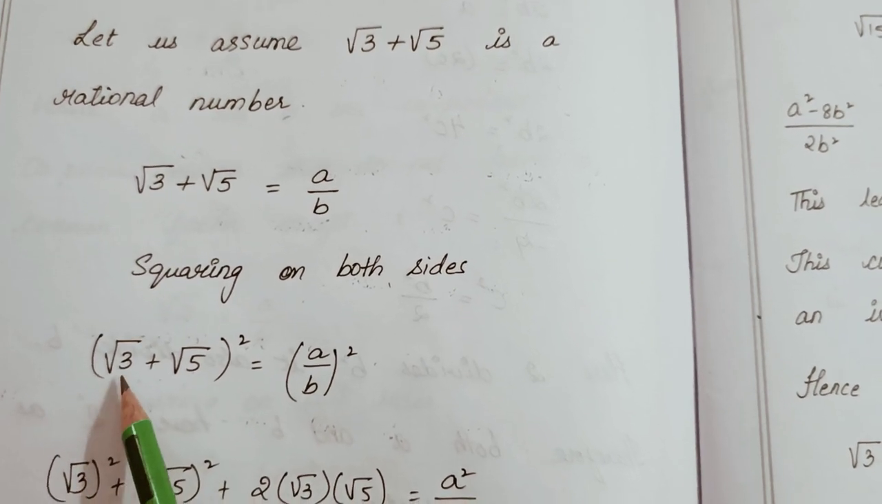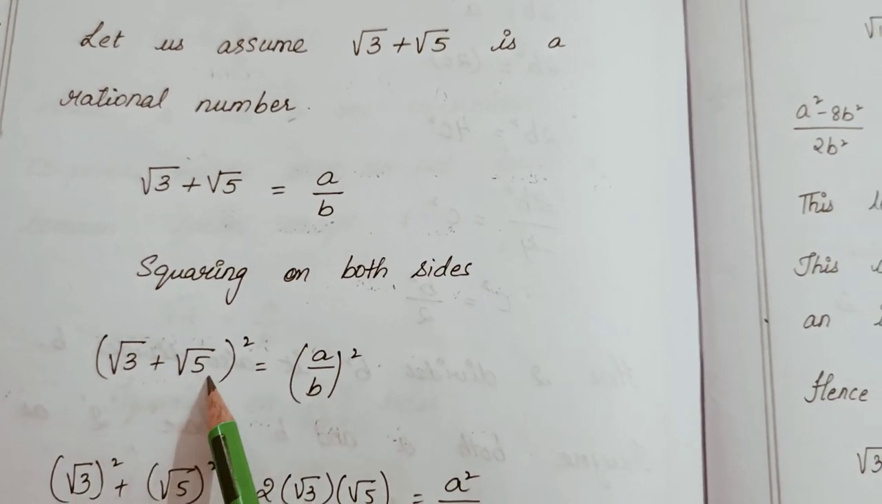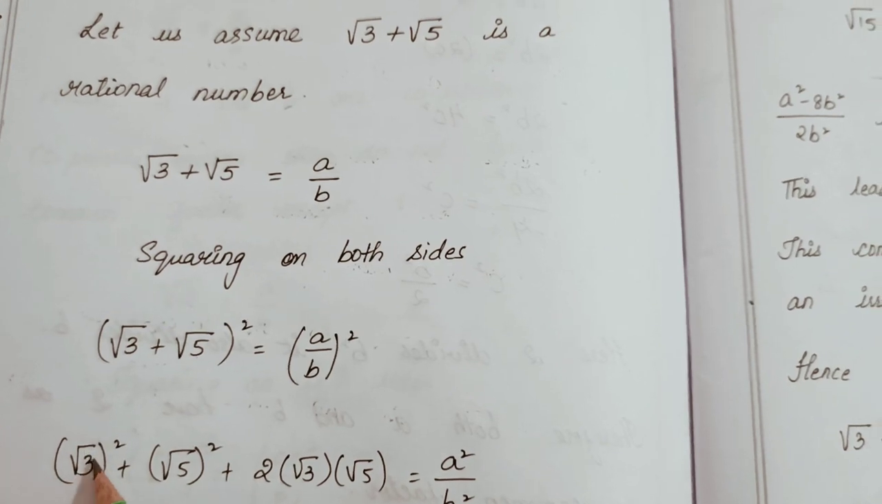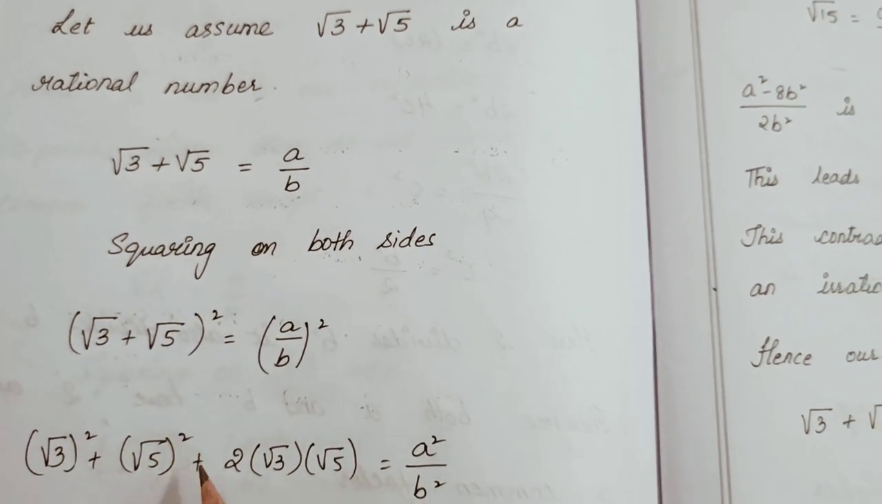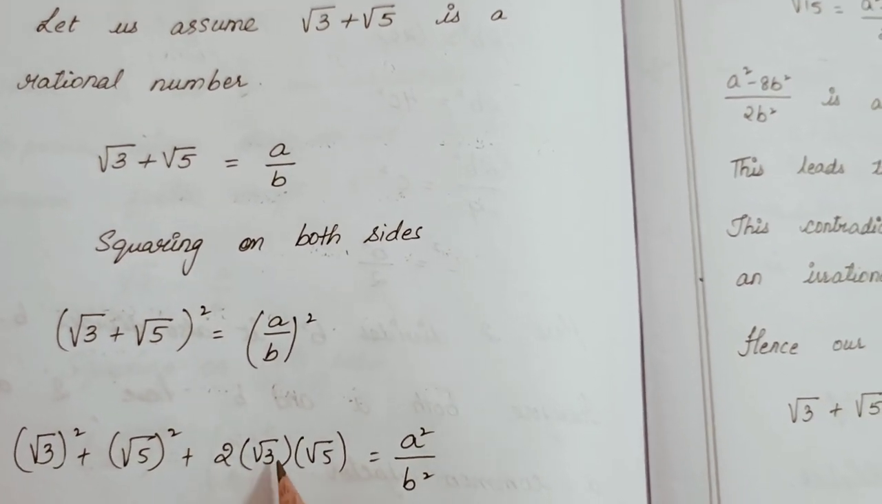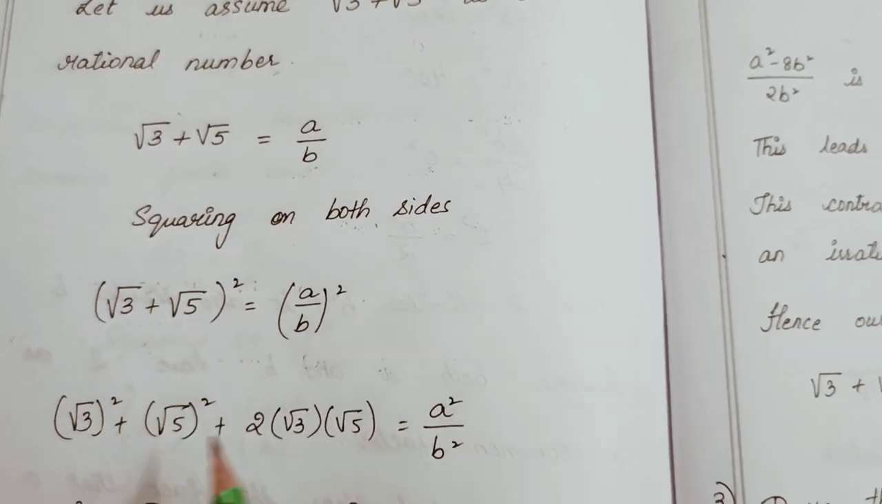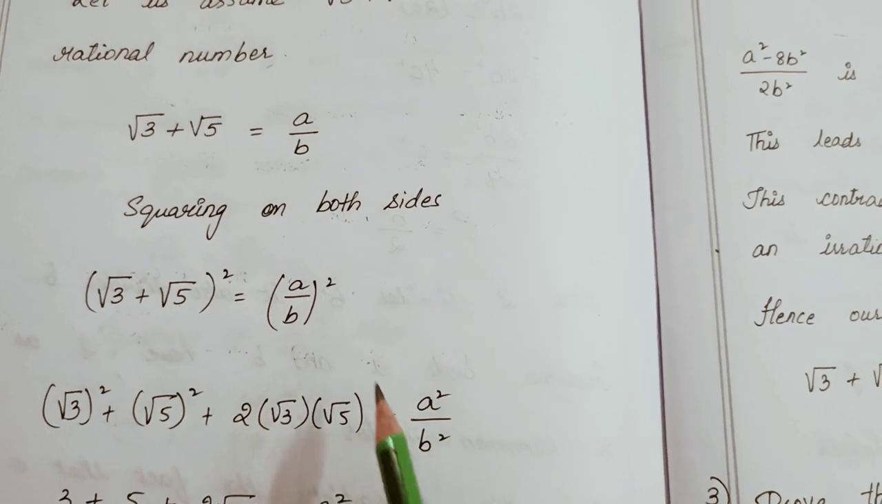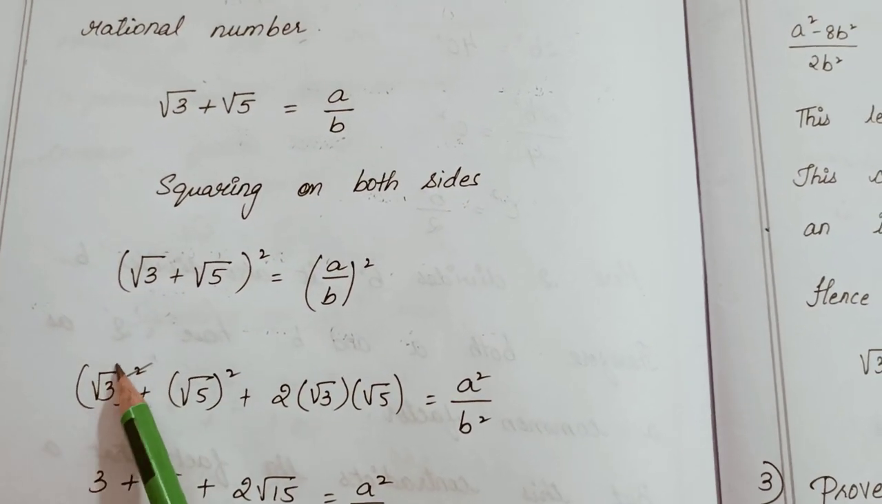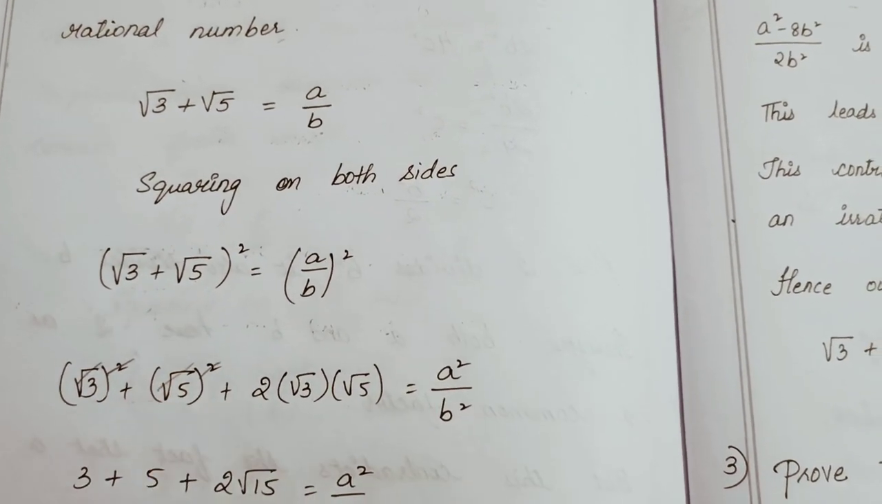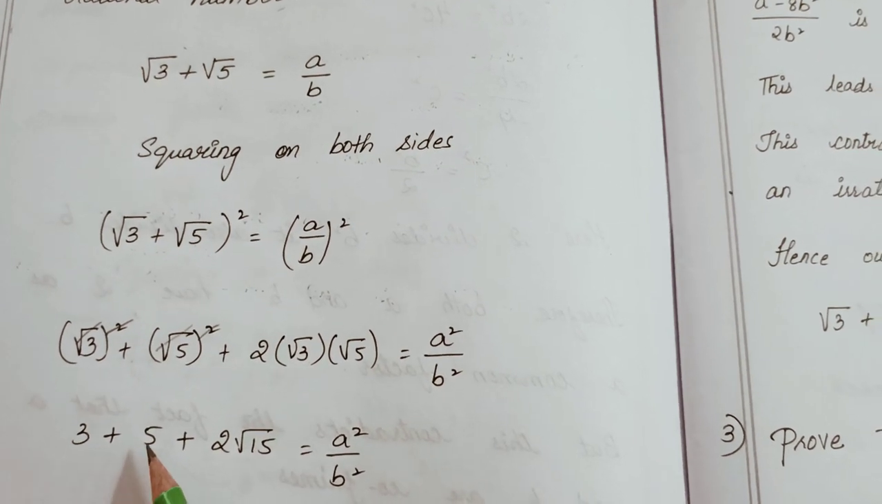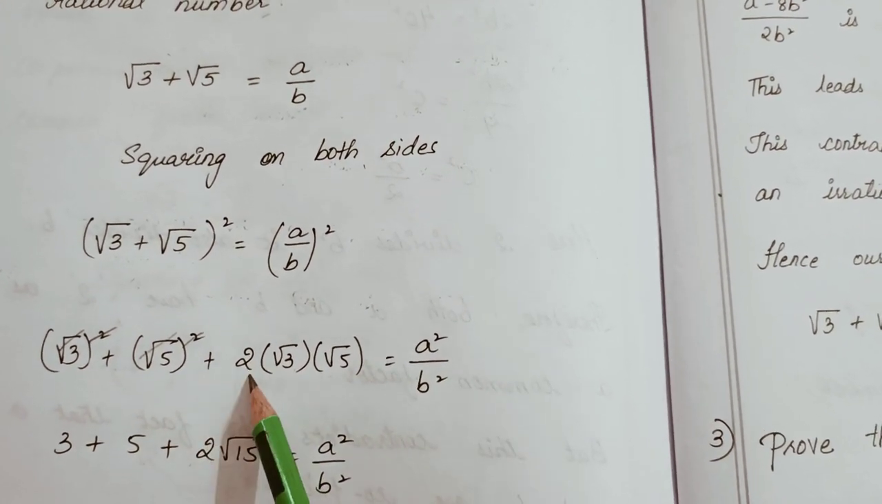So we have to apply the formula here. (a + b) whole square is nothing but a square plus b square plus 2ab. Here a is root 3 and root 5 is b. So it is equal to a square by b square. Now this square and root get cancelled. 3 plus 5 is equal to 8.